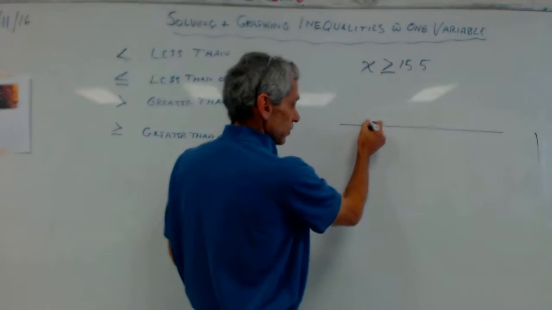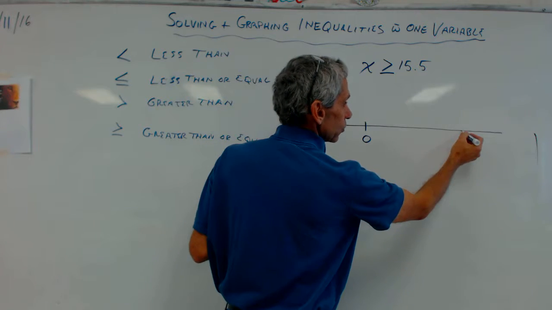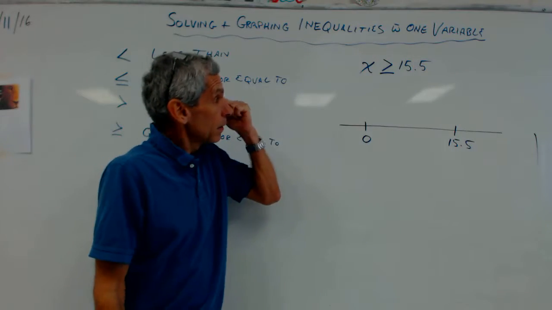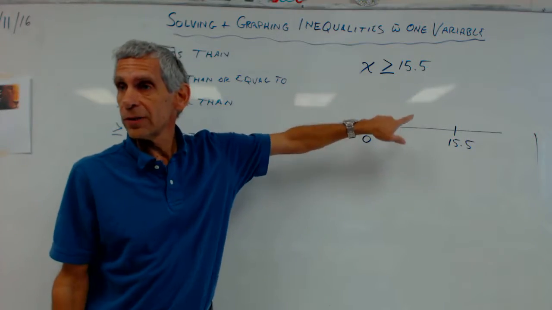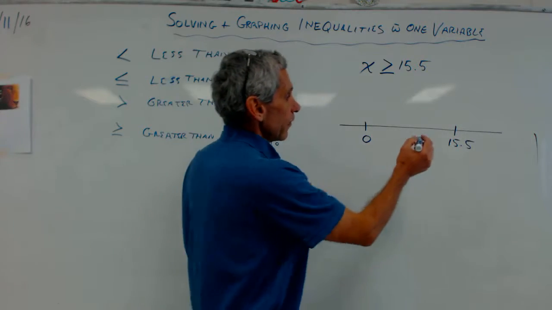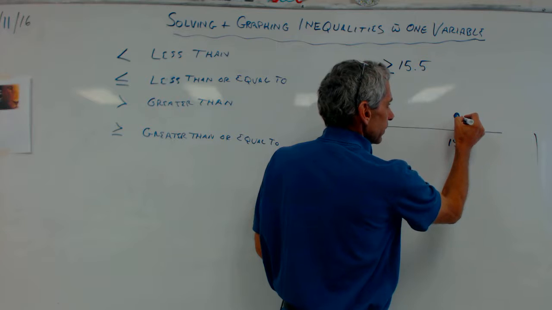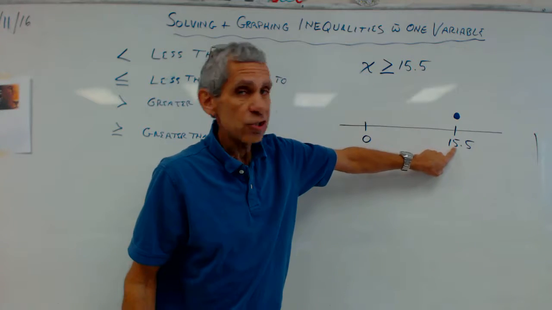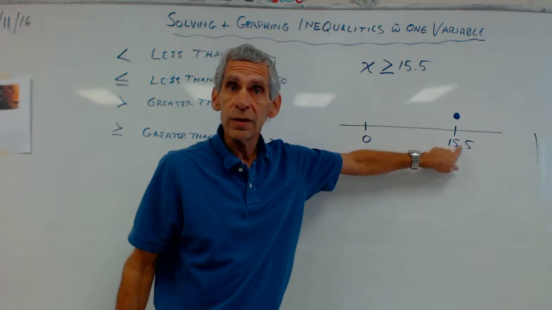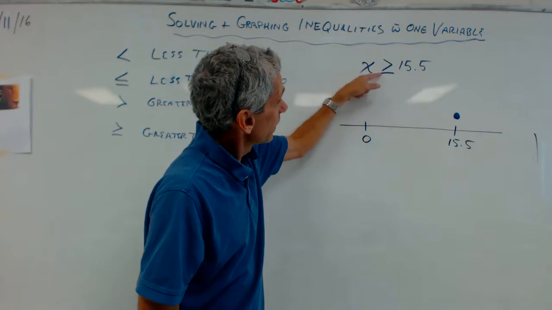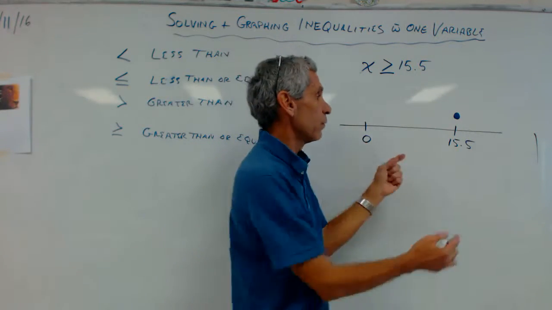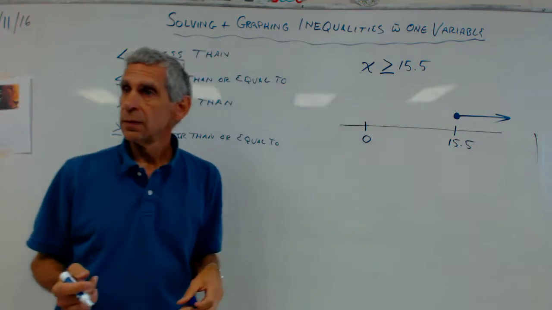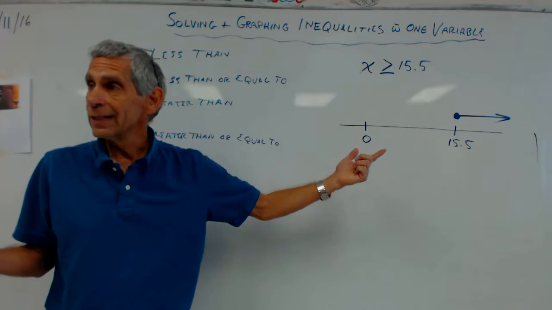So, if this was 0, and this was 15.5, I have to mark this graph in some way. There are 2 ways to do it. If I do a solid dot just above the graph, that tells me that it starts at 15.5 and includes 15.5. Now notice it says x has to be greater than 15.5, so I've got to put an arrow going this way. And that's the way you graph it. It's really easy.